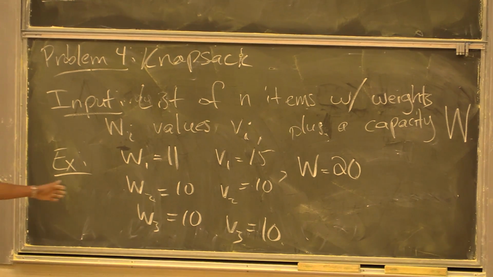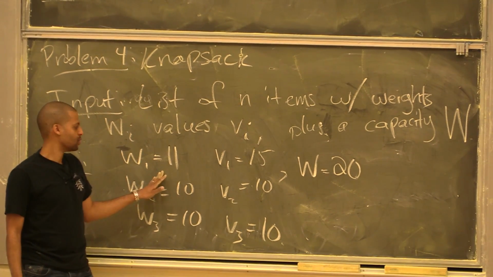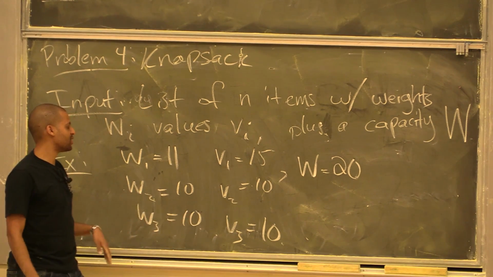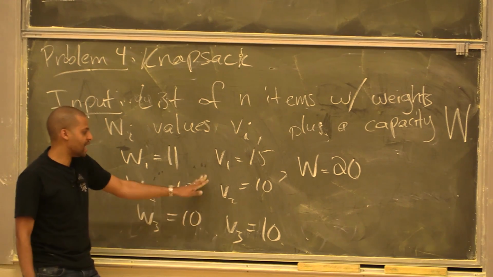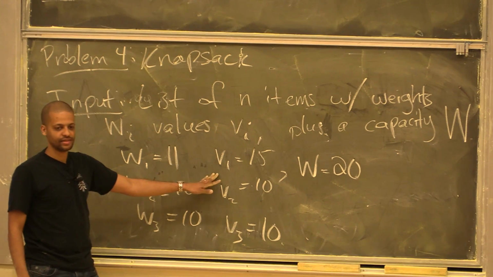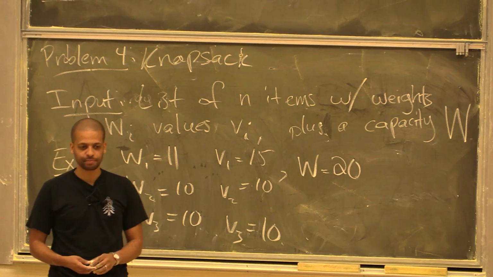Notice here, item 1 has the most value per pound, because its value per pound is 15 over 11, whereas these have value per pound 10 over 10, which is 1. So the greedy algorithm that takes the thing that's the most value per pound would choose item 1, and then it'd be done, because it can't fit items 2 and 3. And it would get a total value of 15. Whereas if you chose items 2 and 3, you would actually get a total value of 20, which is better.